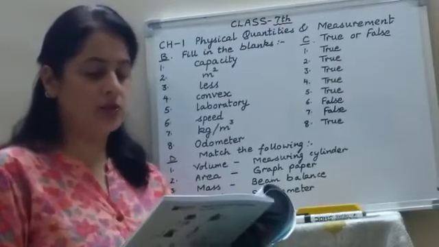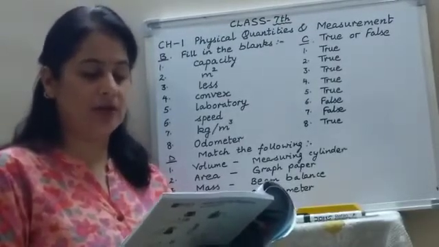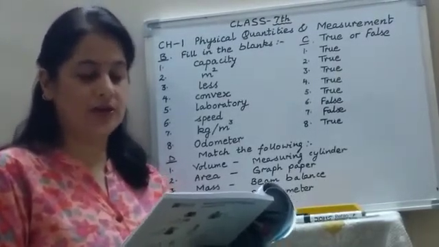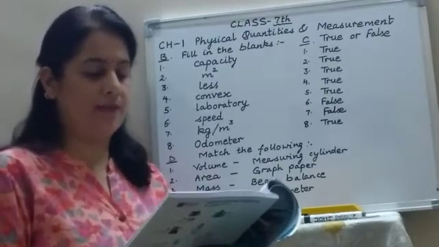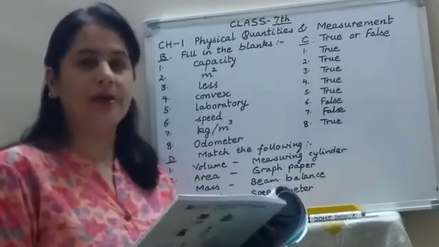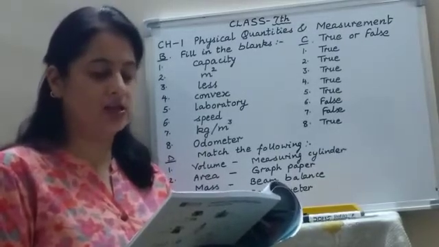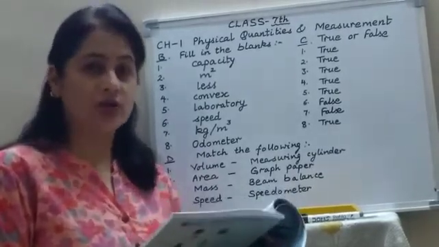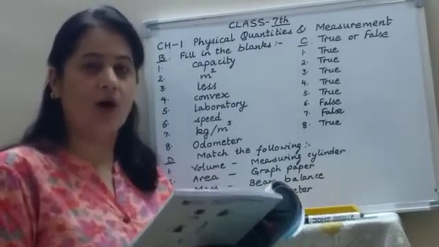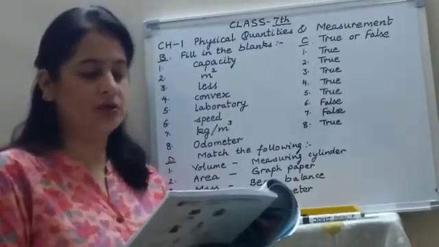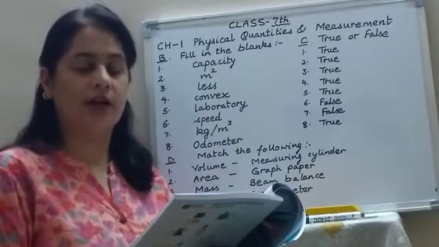First question is, volume of liquids can be measured by using different instruments, which includes A part is measuring cylinders, B is measuring cups, C burettes or pipettes, and D is all of them. So as you know, the answer is D, all of them. All these are used to measure the volume of liquids.